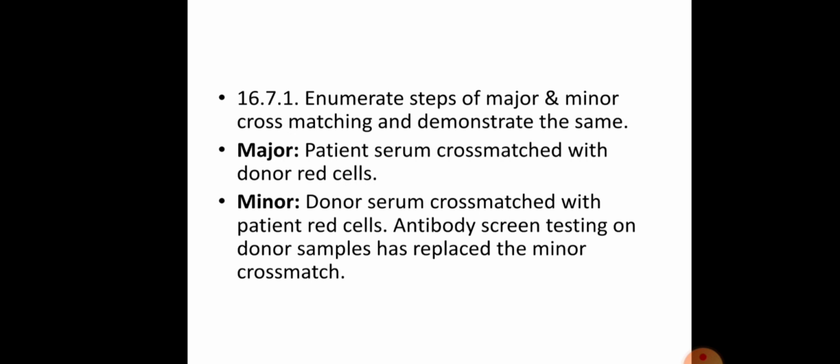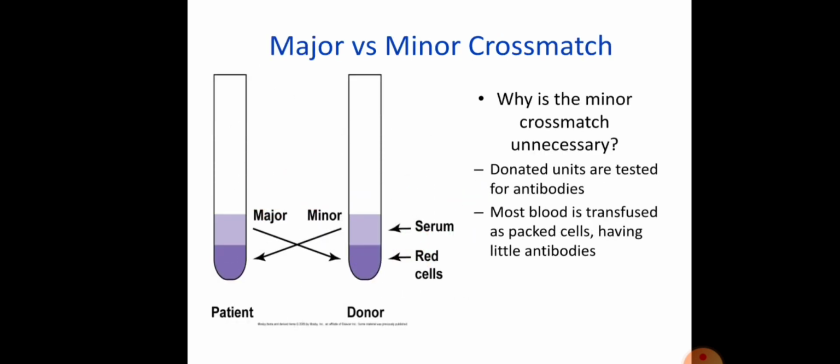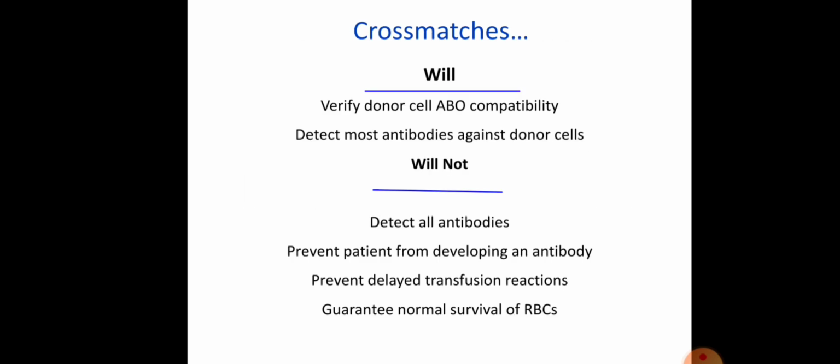Okay, the last one is to enumerate the steps of major and minor cross match and demonstrate the same. This has been demonstrated by the residents. Donor's RBC and the patient's serum: if there is agglutination, it is incompatible, and if there is none, it is compatible. Major and minor, as I already discussed.